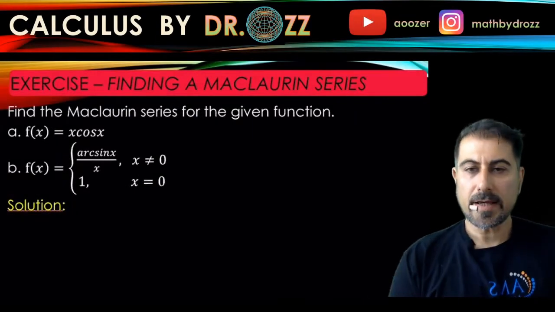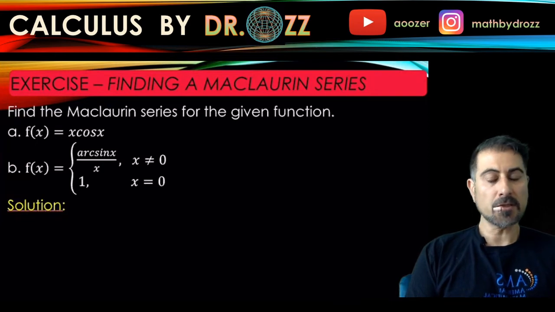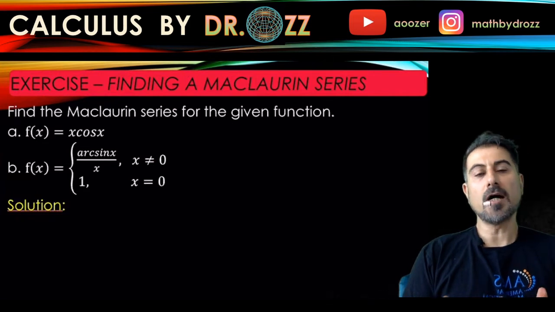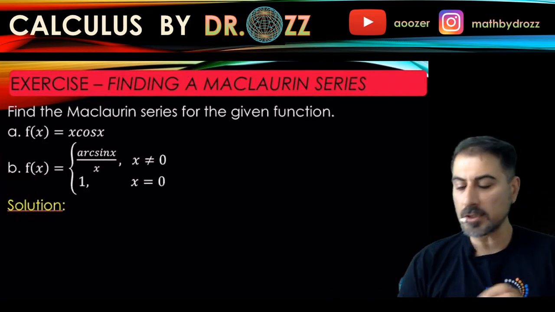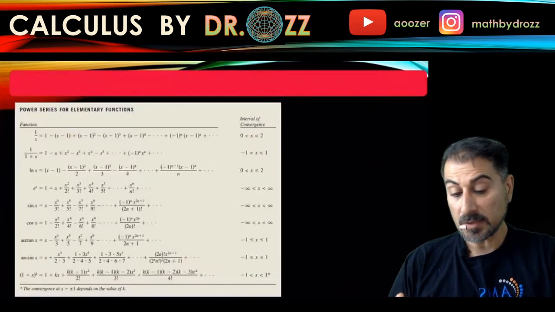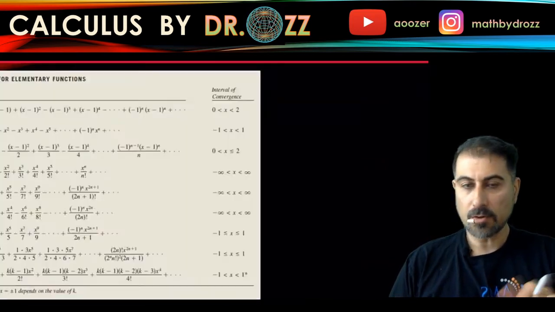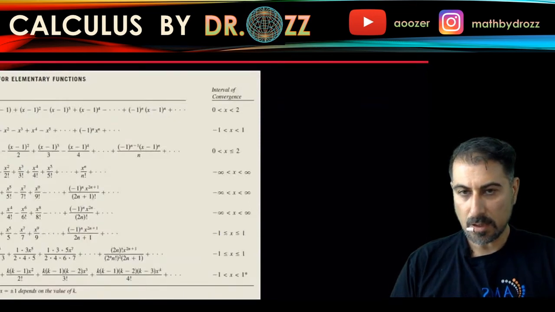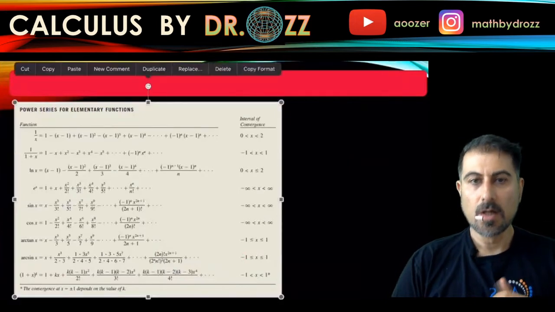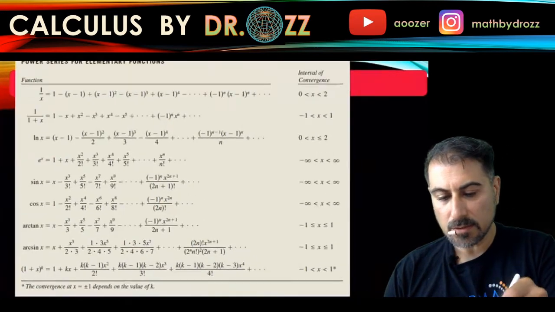All right, let's start. In part A, we have f of x equals x cosine x, and we're going to find the Maclaurin series for the given function. Well, there's a long way to go, but what we want to do here is to utilize the Maclaurin series of known functions, because cosine is a very well-known function, and I think it's in the list of power series for elementary functions because it's an elementary function, right? So we can go ahead and check the cosine x here. Let me make this bigger for you. Here we go. So we have cosine x sitting right here.